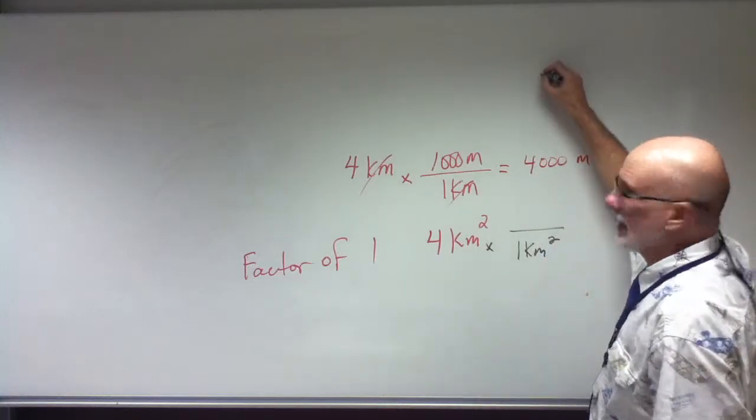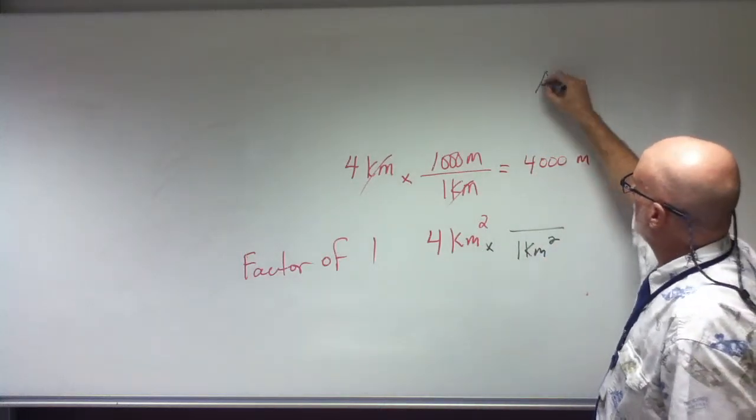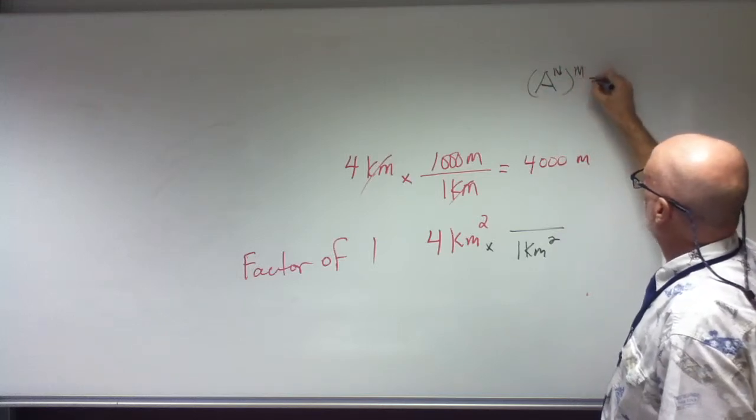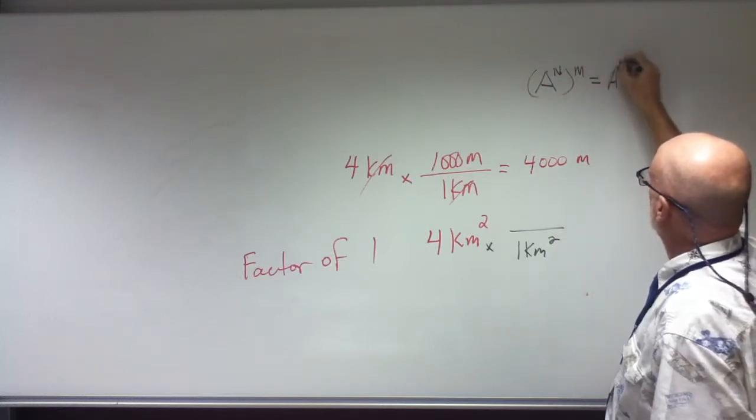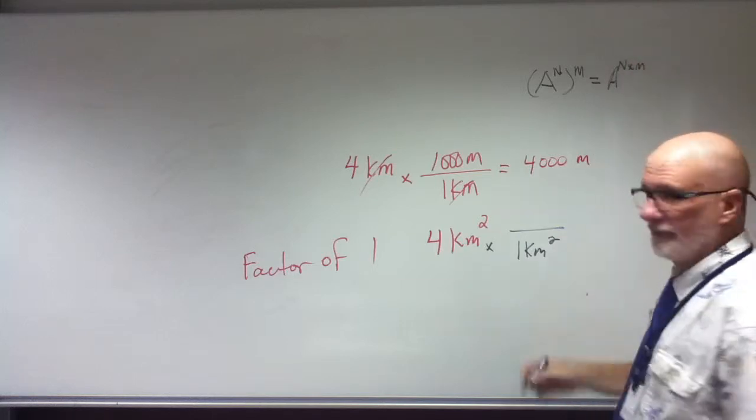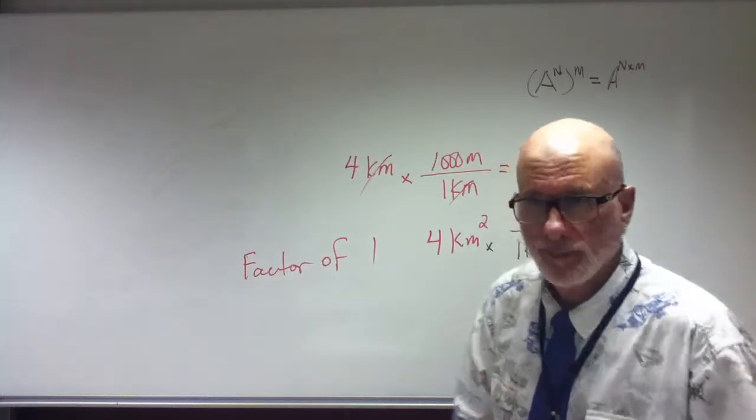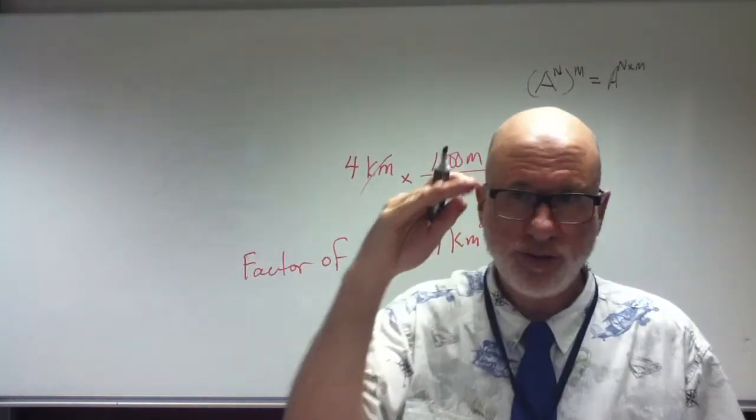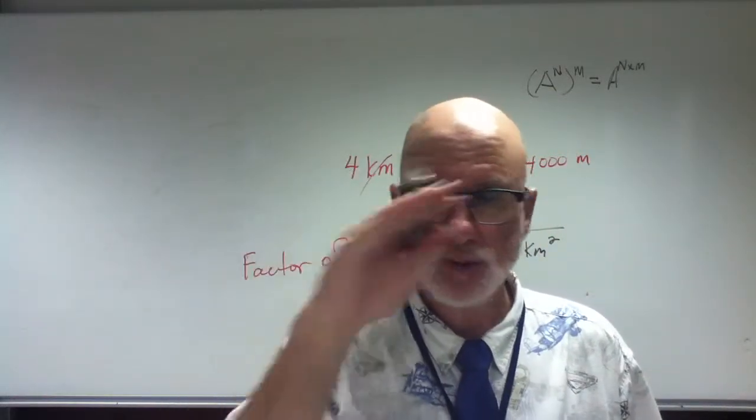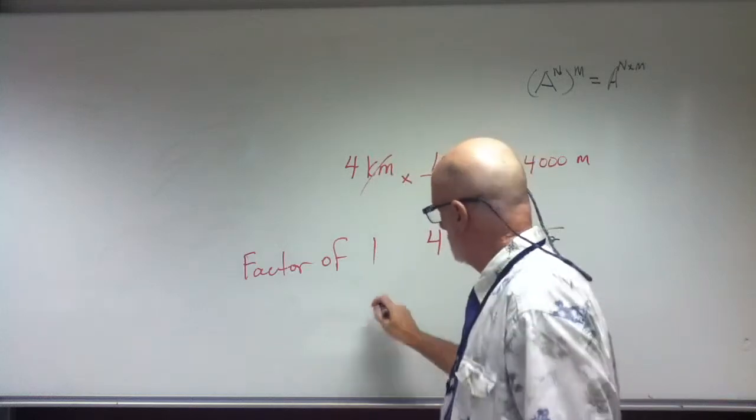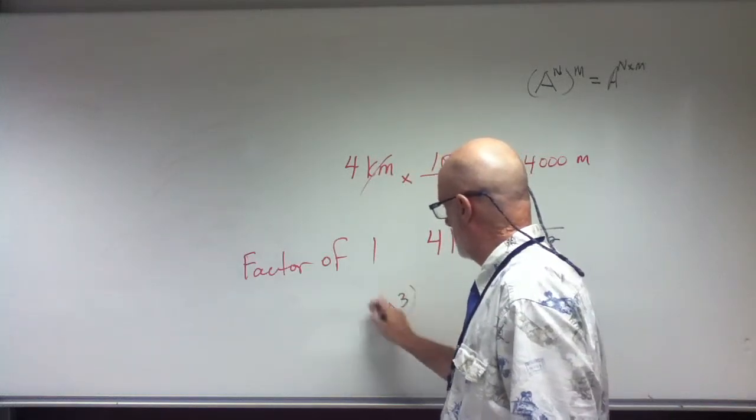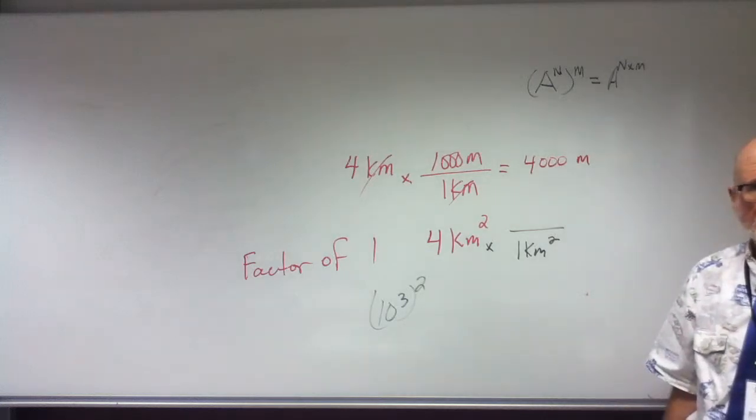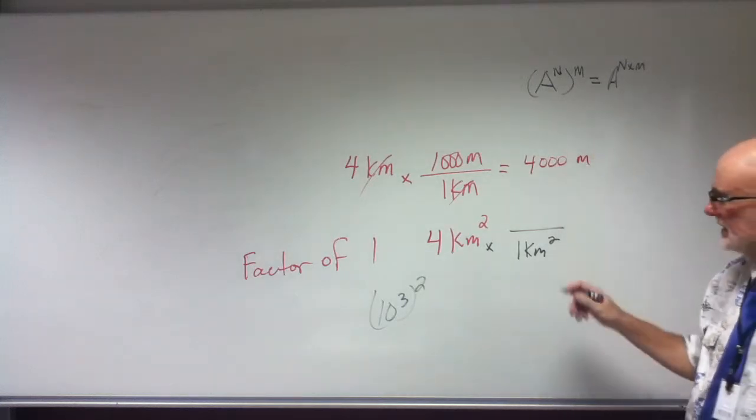So in other words, if I say a to the n raised to the m, it's a to the n times m, right? Correct? So what's 10 to the third squared? 10 to the 6. 10 to the sixth.